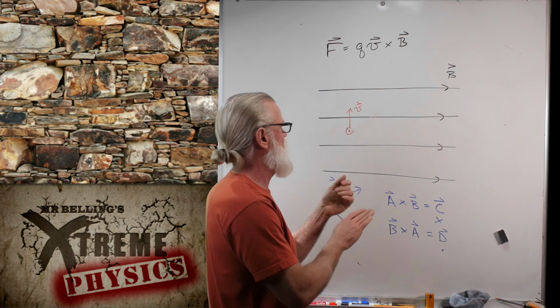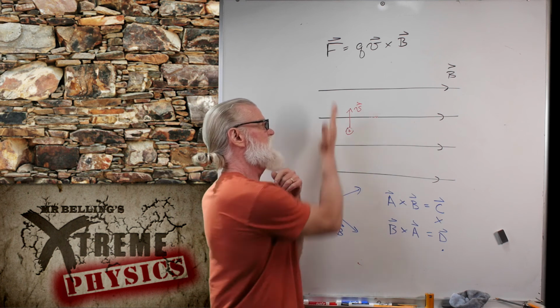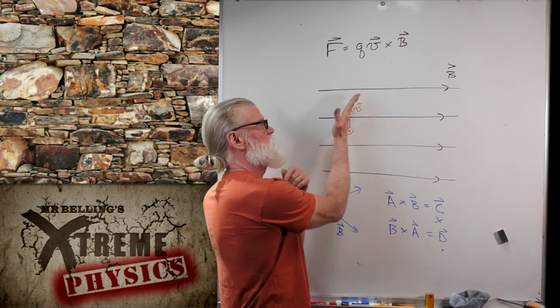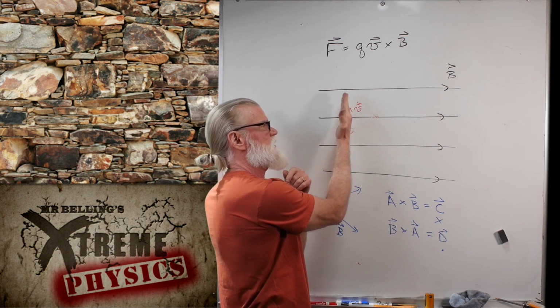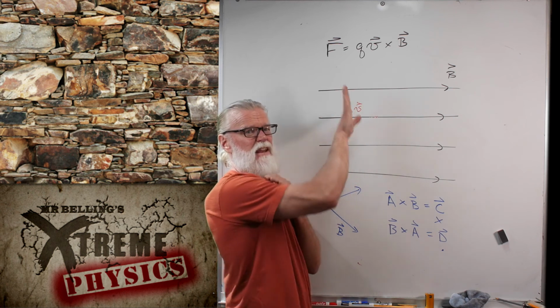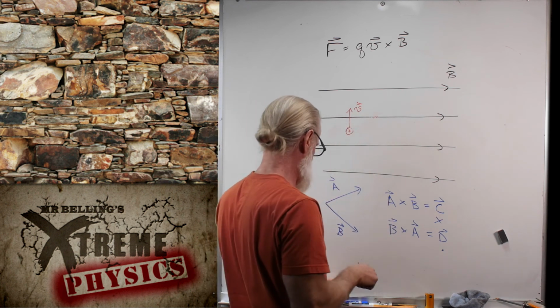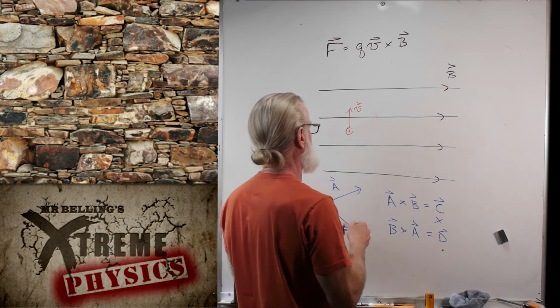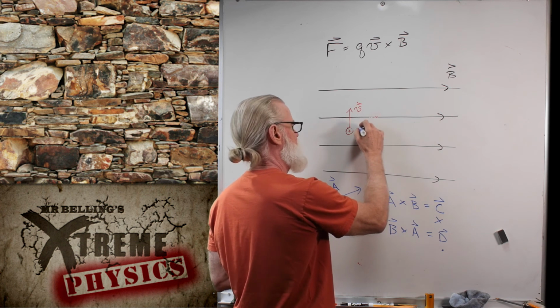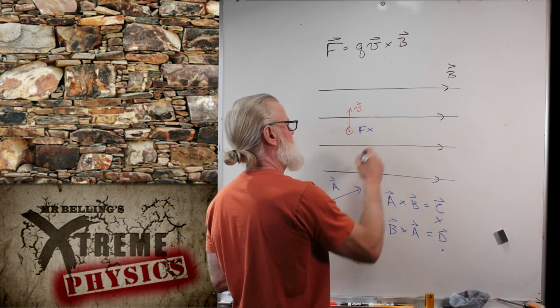All right, V cross B. I got V this way, but I can't bend them in the direction of B, so I go like that, and I still can't. Now I can. V cross B. The force is into the board. So the force vector, which I will draw right here, is into the board.